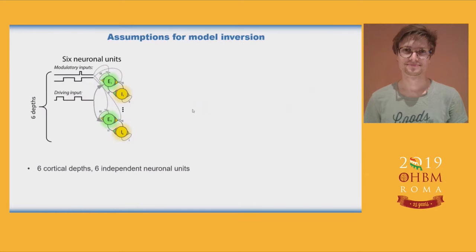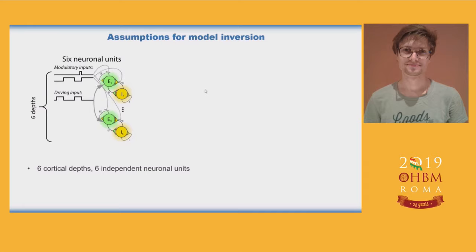So when we are talking about the model inversion, we are mainly interested in optimizing the neuronal parameters. So we describe our model using 6 neuronal units, which contain excitatory and inhibitory activity. And in this testing case, we consider that each depth is independent of each other. It means that it's also driven by driving inputs and modulatory inputs that describe our experimental manipulation.